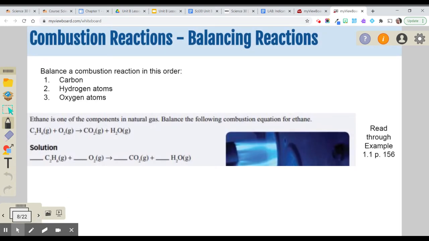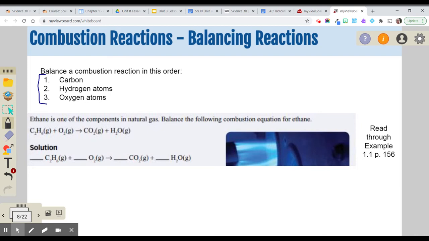All right, so one of the things you do need to be able to do in this lesson is balance a combustion reaction. And it's nice because when you're balancing these reactions, there's kind of like a little step-by-step you want to follow. You always want to do this order, otherwise it can get really messy and confusing.